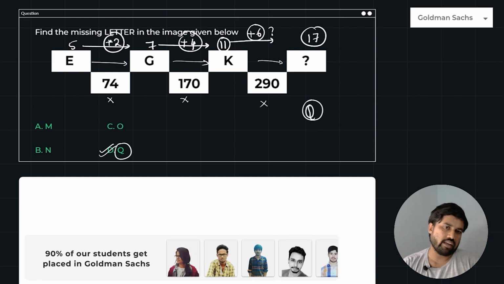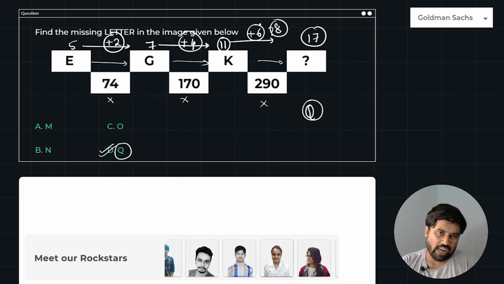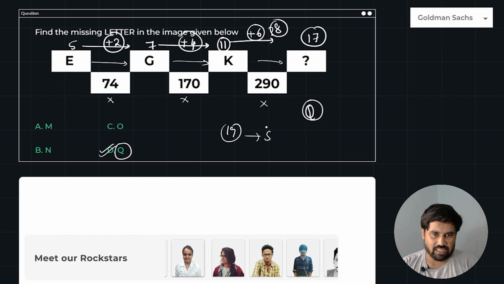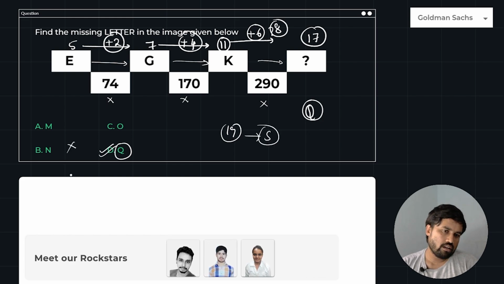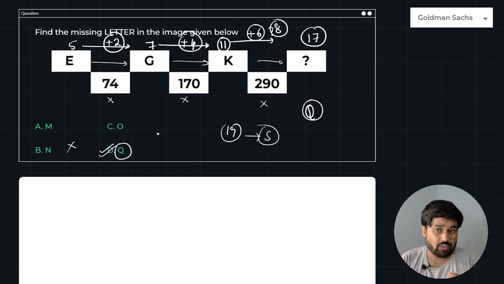For example, I have taken 2 here, 2 square, next 2 cube, which is 8. So 8 plus 11 is 19. 19 is nothing but S, but S is not there. So they design the problem based on a specific rule, and if you find the specific rule, you can get the answer. If you find a different logic, you will never see the options. So this is what you have to learn.